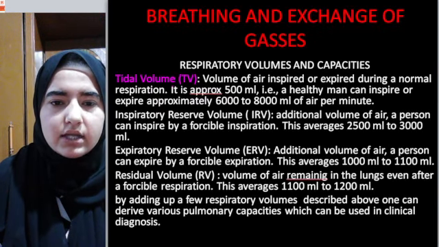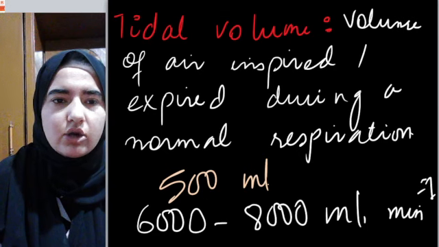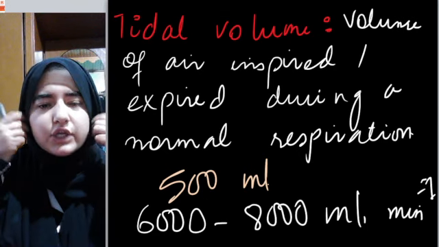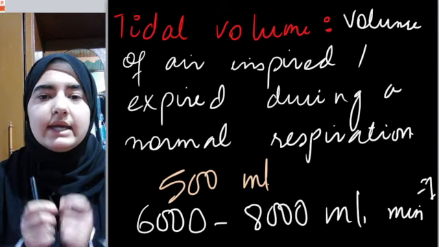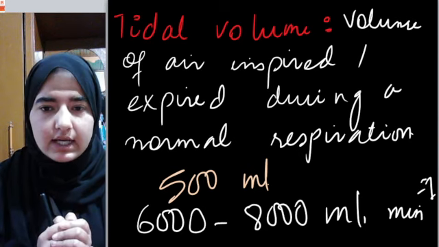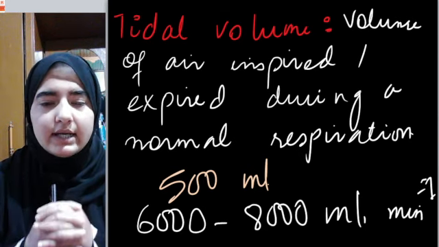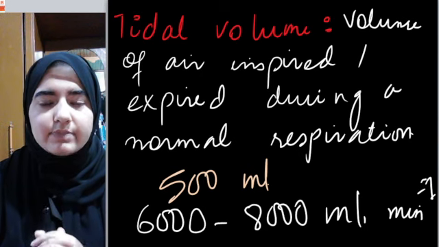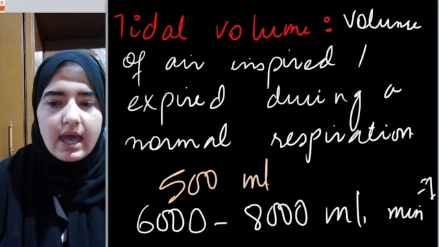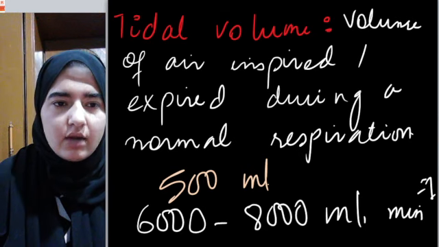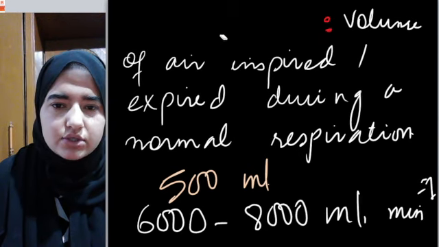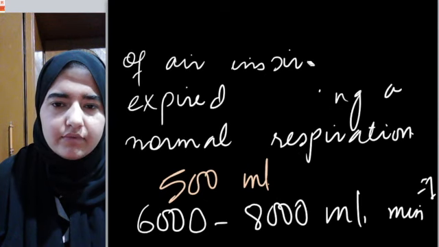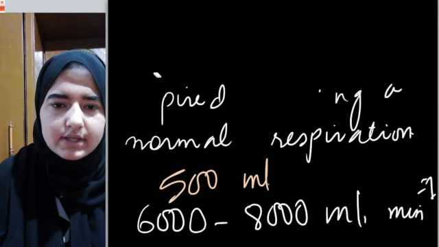This was about tidal volume. Then we have another topic. Tidal volume simply means the volume of air inspired or expired during a normal respiration. It is almost 500 ml. Talking about per minute, an adult human can inspire or expire 6000 to 8000 ml per minute. Okay, now we have inspiratory capacity. Tidal volume is simply normal respiration.